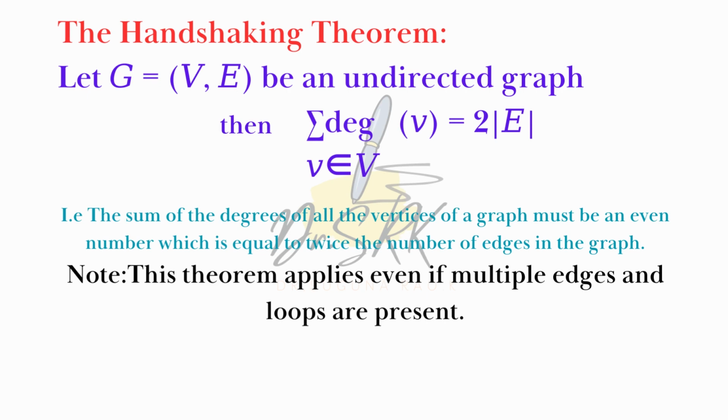It may be a directed or undirected graph. Then sigma degree of V equals 2 times mod E. That means the sum of the degrees of the vertices equals twice the number of edges. It also means the sum of the degrees of the vertices must be an even number. This theorem applies even if multiple edges and loops are present.